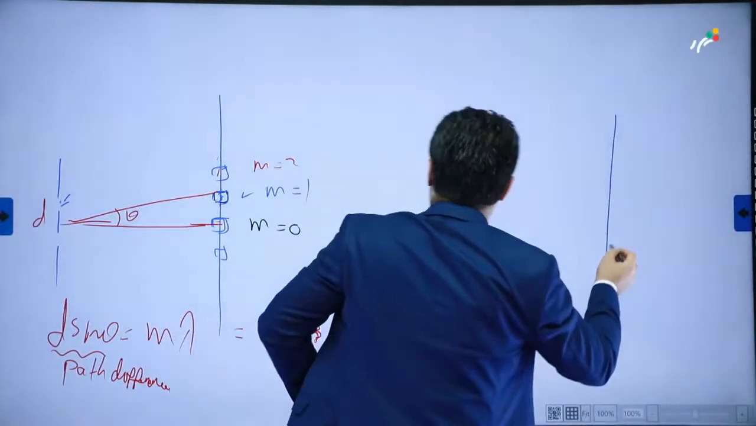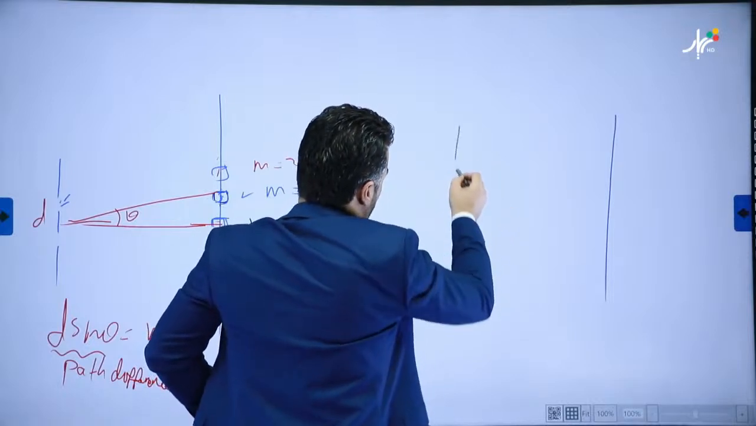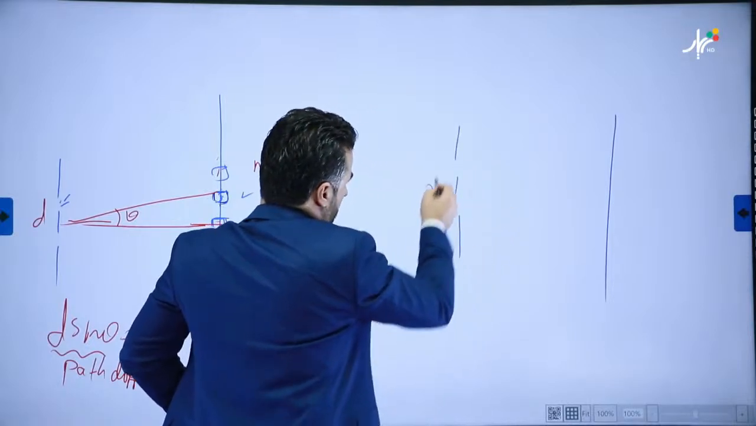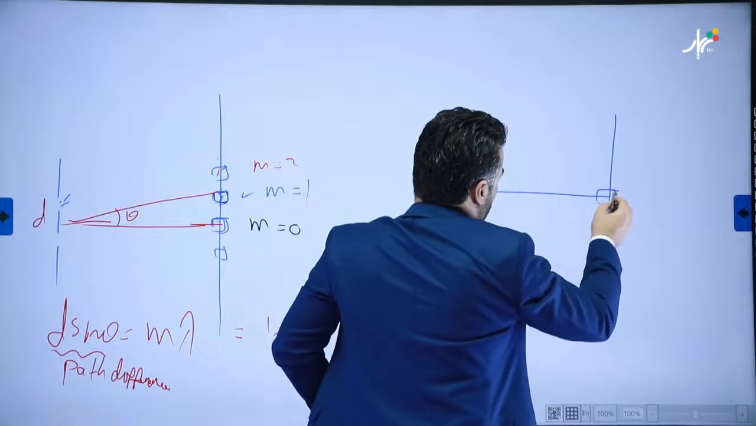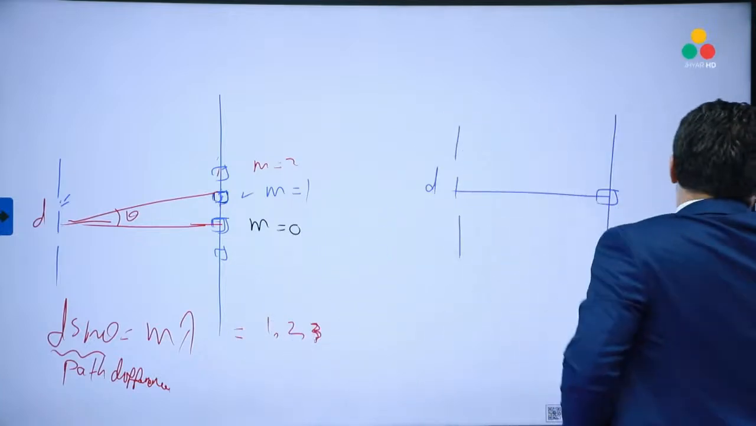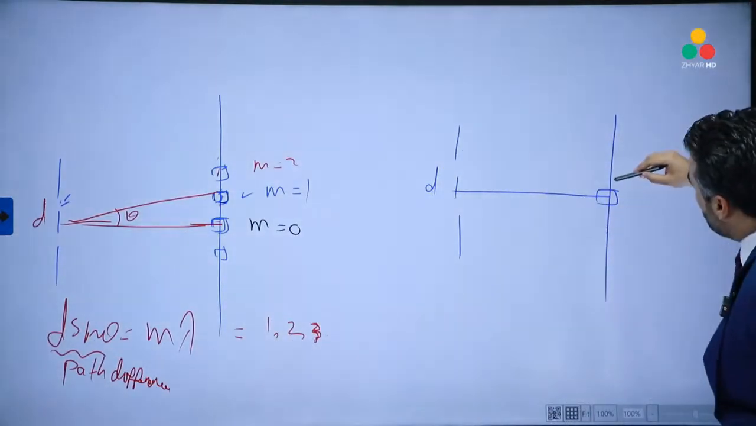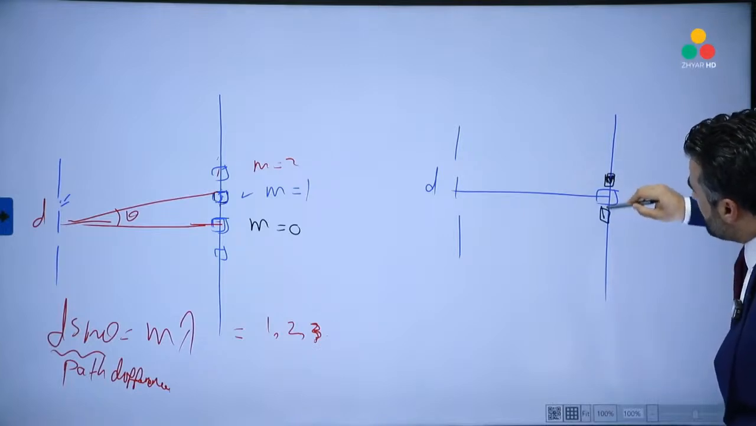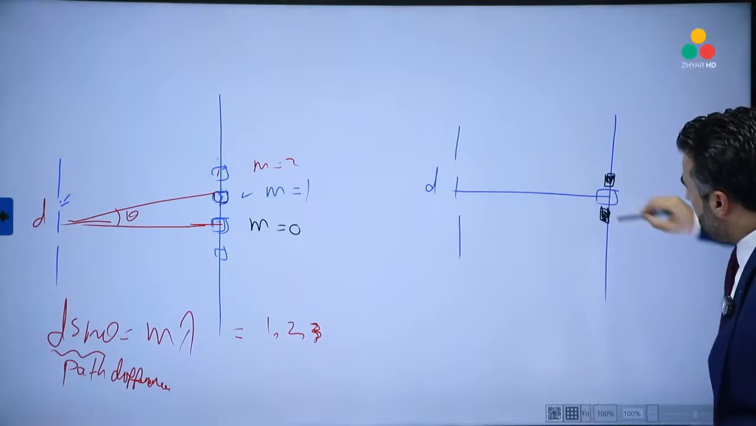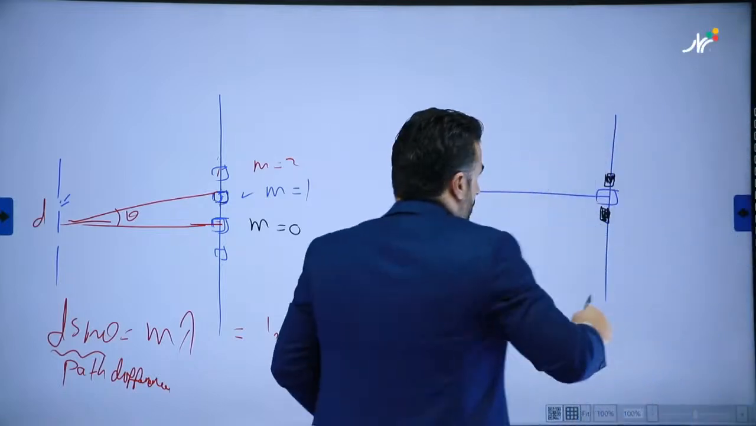Once again, we have a screen here. So here's what we have. This is still the slit separation. This is the central maxima. Now, right next to this one, of course, we get a dark fringe here. So let's make this one black. And of course, another black as well. So what happens exactly when we have this?